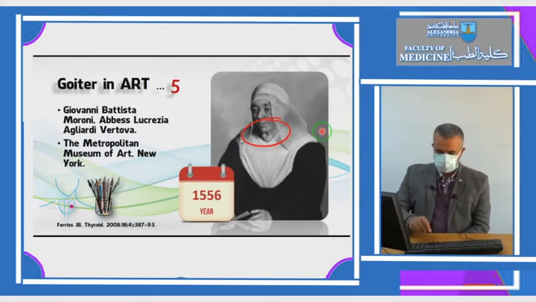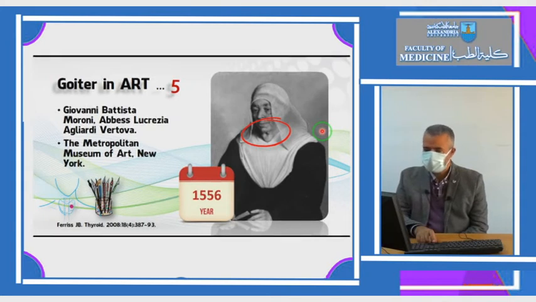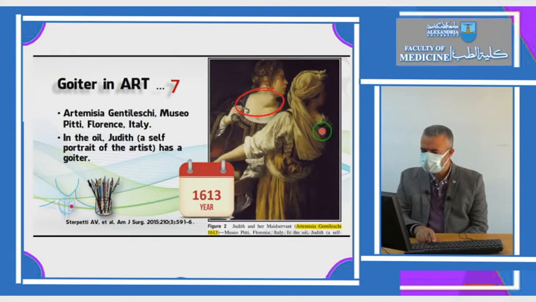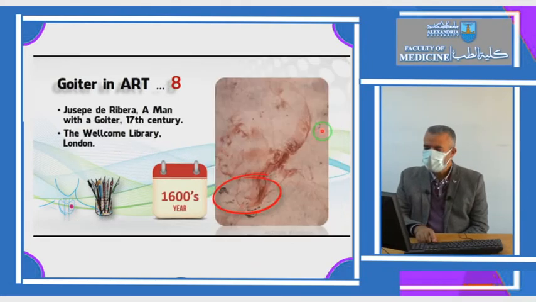Back to the art. So these are examples of goiters represented in works of art. Here you can see this example in 1556, another example in 1460, a third example in 1613, and a fourth example in the 17th century.